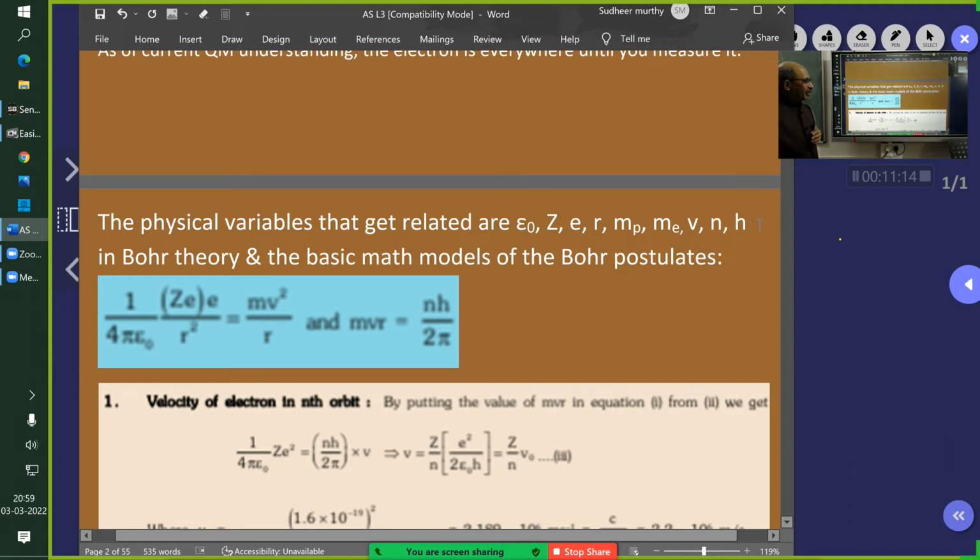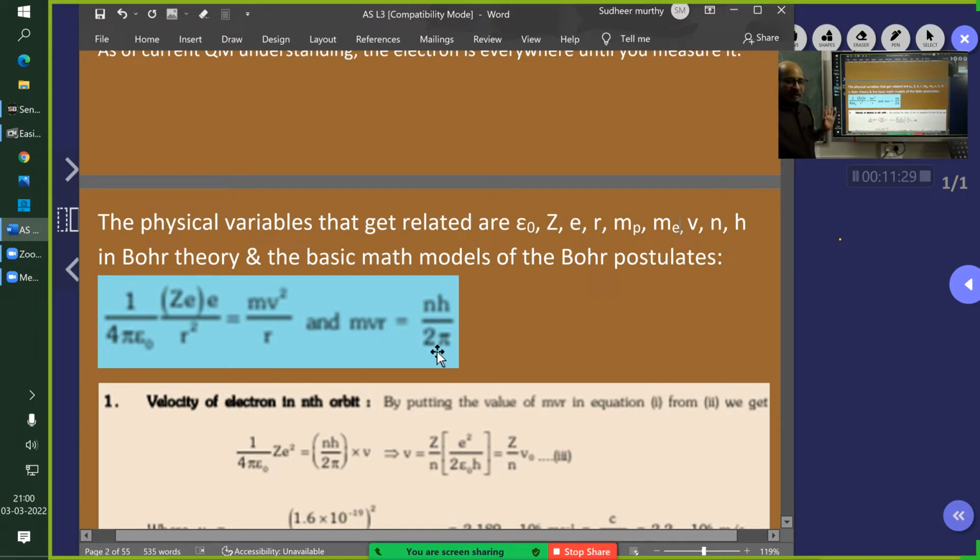H is the Planck's constant. In the Bohr theory, the basic model that we use is 1 by 4 pi epsilon naught, Z E into E by R square, is equal to m v square. Yesterday we discussed this, and angular momentum is conserved.